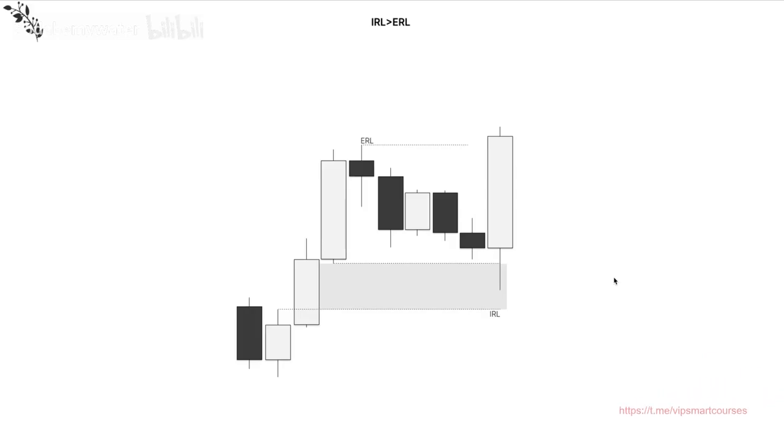Hello guys, welcome to lecture 4 in which we're going to discuss the universal model of liquidity and also tie this into our understanding of market maker models.